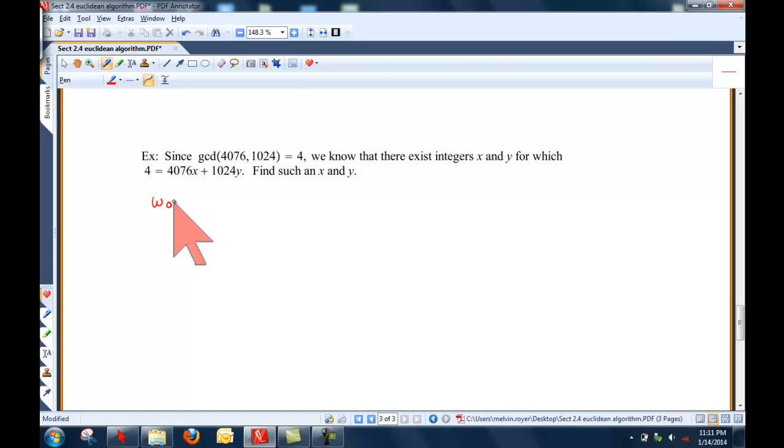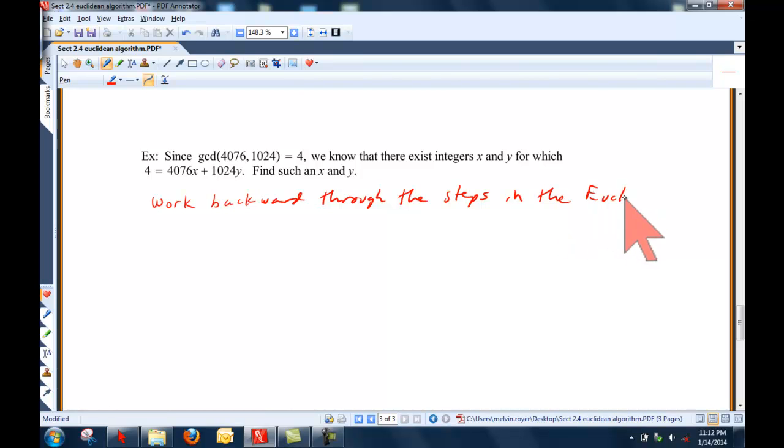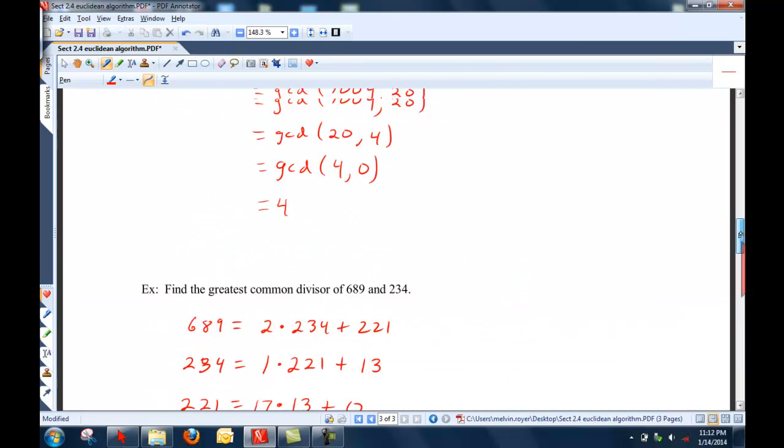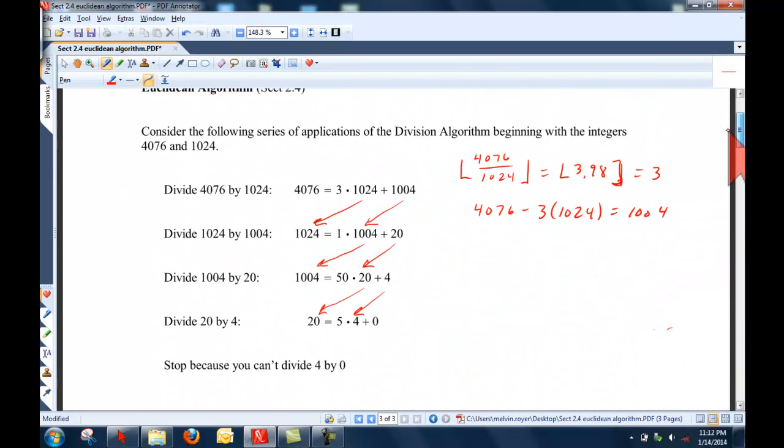So we've already done the computation in the forward direction. Now let's work backward through the steps we've already done in the Euclidean algorithm. By the forward steps, I mean these here on the first page. And now we're going to run through in the other direction as follows.